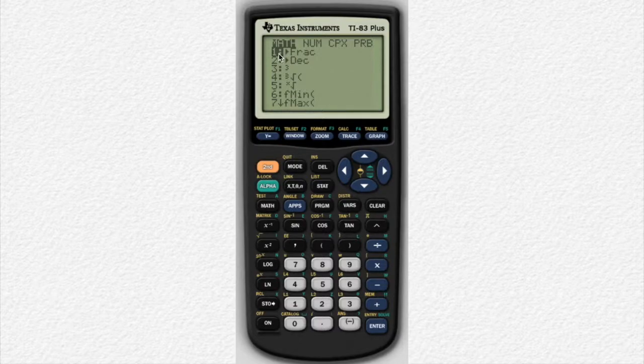In this case, we're talking about fractions, so I'm going to choose number 1 here. I can choose number 1 by hitting the number 1, or since 1 is highlighted, I'll just hit enter. And by choosing that, what it's done is taken the last answer and says, I'm going to make you into a fraction. And if you hit enter, it'll return that 8/3.